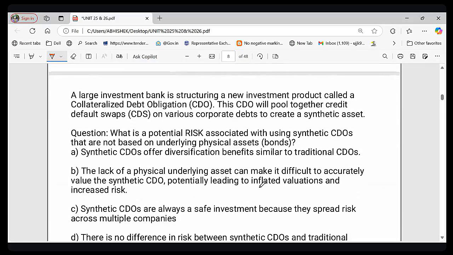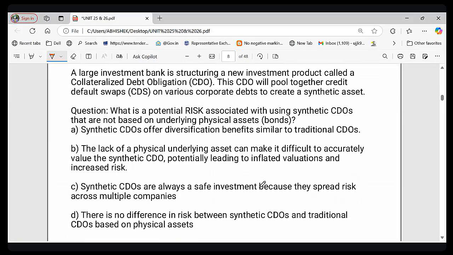Yes, now this is the question in front of your screen, as you can see. So friends, let's talk about this question. A large investment bank is structuring a new investment product called a CDO, that is, a collateralized debt obligation. This CDO will pool together credit default swaps on various corporate debt to create a synthetic asset. The question is, what is the potential risk associated with using synthetic CDOs that are not based on underlying physical assets? Option A: synthetic CDOs offer diversification benefits similar to traditional CDOs.